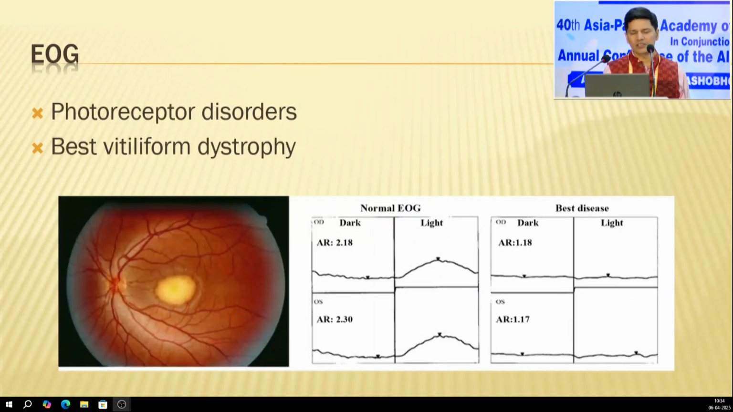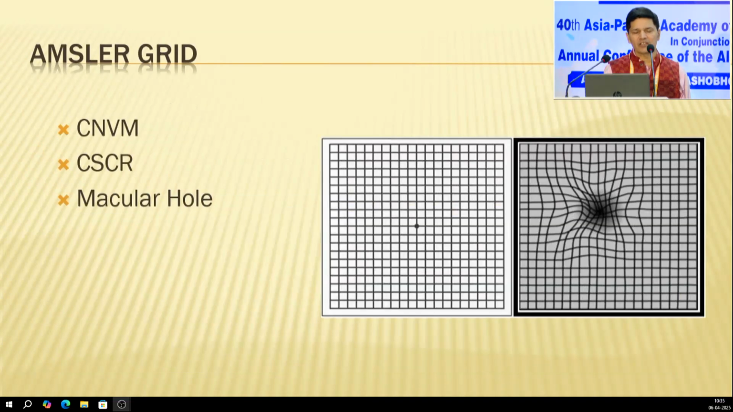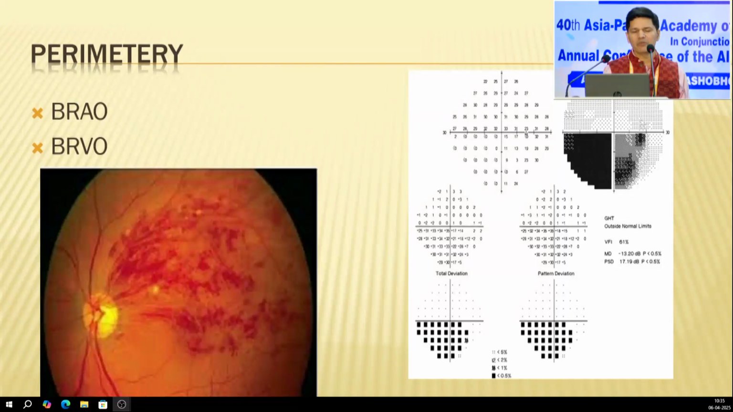Similarly, EOG is a very useful tool for photoreceptor disorders and Best vitelliform dystrophies, and changes you can detect easily in the reports. Amsler grid is used to monitor the disease, particularly CNVM, CSCR, and macular holes. And perimetry we occasionally do in retinal cases, particularly in BRAO and BRVO, not of very useful value.